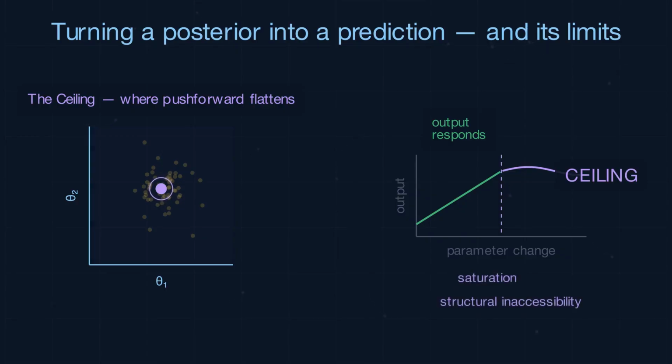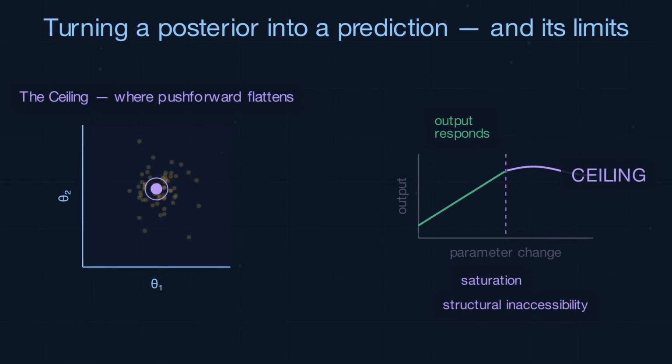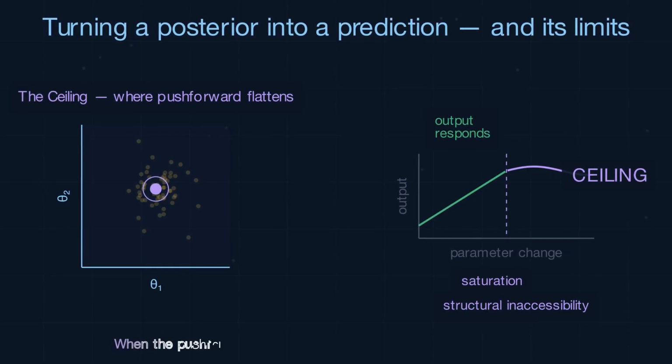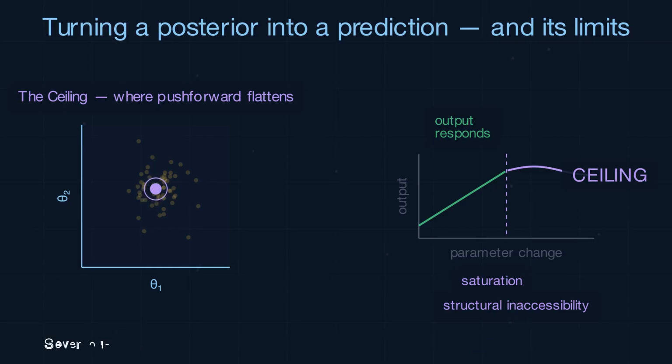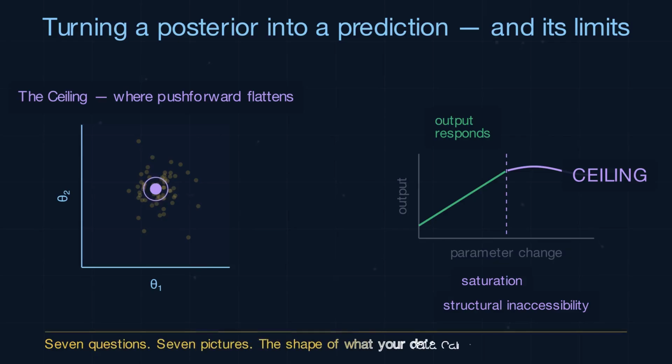Geometrically, the ceiling is where the push-forward map flattens. The input is still changing, but the output has hit a wall. There are two reasons this happens in biology. Saturation, a receptor, an enzyme, a feedback loop is already at maximum. Or structural inaccessibility, the parameter you are turning controls a pathway that doesn't actually reach the endpoint you are measuring. Either way, the lesson is the same. If the push-forward map has flattened, more drug won't help. More dose won't help. The ceiling is biological, not pharmacological.